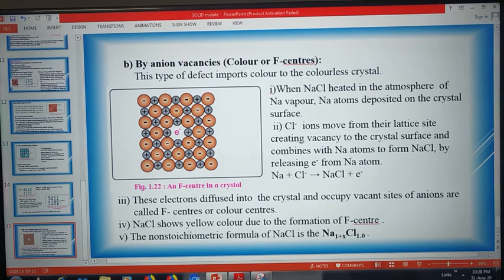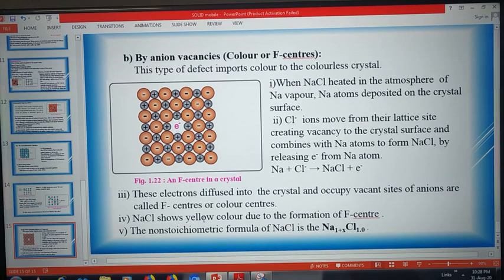And the non-stoichiometric formula of sodium chloride is Na(1+x)Cl(1.0). That means as compared to the anion, the cation is more. So that's why we can write Na(1+x)Cl(1.0). So all this about the solid state chapter, here we can complete it, and all the types of defects here we can finish.